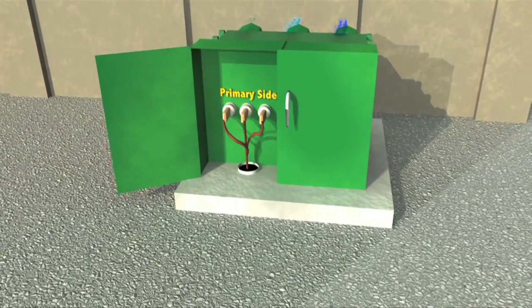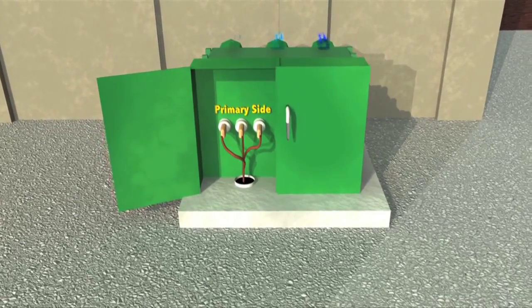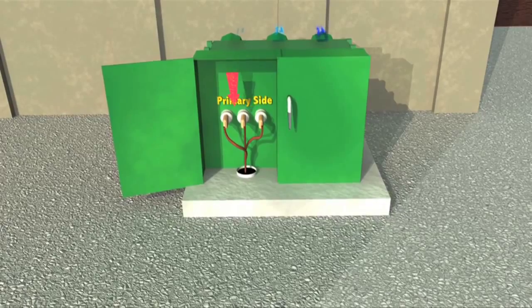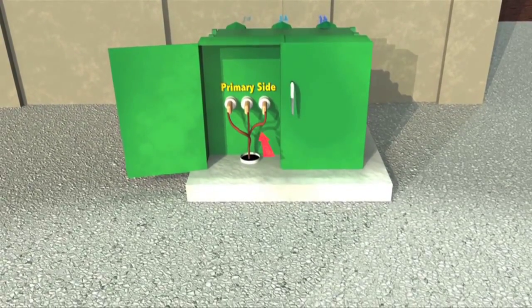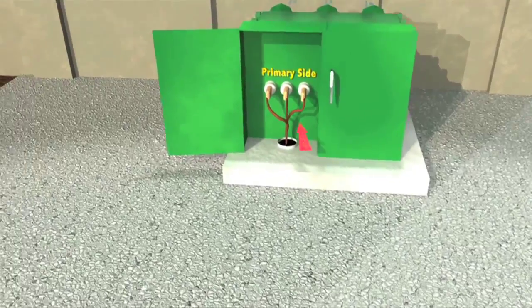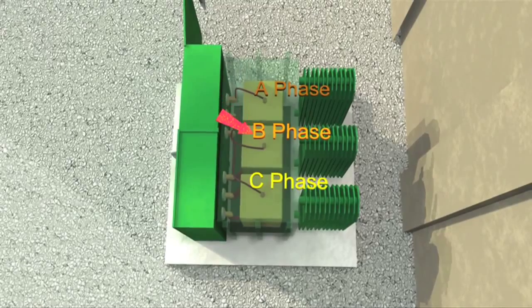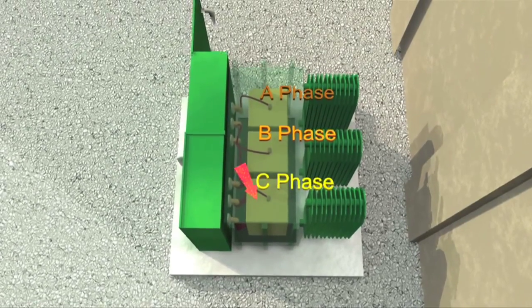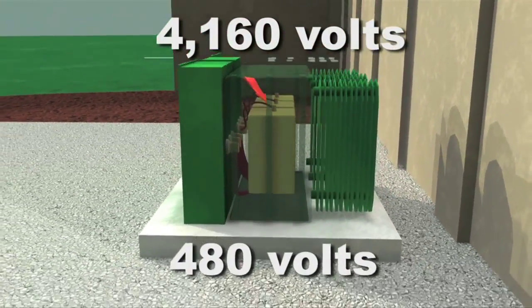Let's look at how the oil transformer works. The junction box receives the incoming power on the high or primary side. It enters the transformer through insulated copper connectors. Notice there are 3 wires. This is our 3-phase system. There are 3 windings, one for each of the wires or phases. The wires are connected to the top of the windings. The windings in this transformer will step down the voltage to 480 volts.